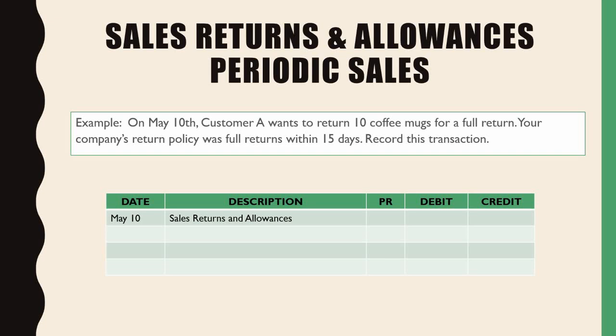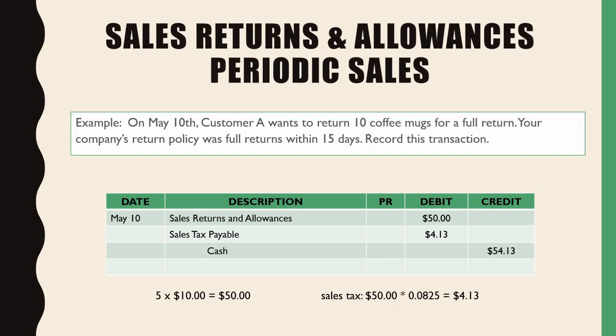So the first thing we're going to recognize is a contra account called sales returns and allowances. This is where we learn that sales is finite. You can't reverse sales, so in order to undo sales, we need to create a contra account and call it sales returns and allowances. Because sales is normally increased with a credit, contra accounts flow in the opposite direction. Therefore, my contra account is going to be on the debit side. Because we sold 10 mugs at $5 each, the sales returns and allowances is going to be for $50.